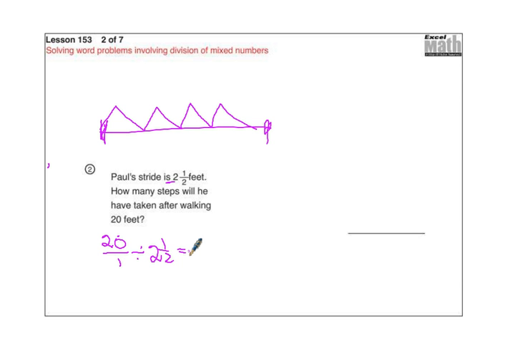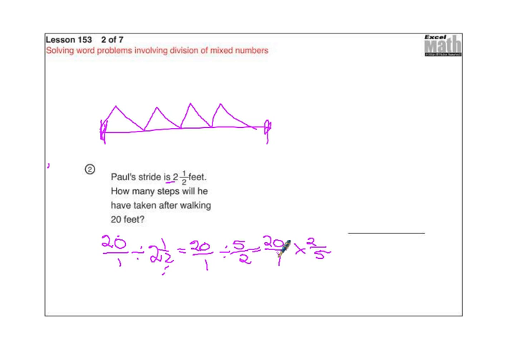Okay, so let's change this into an improper fraction. 20 over 1 divided by 5 over 2. Good, we got some 4th graders able to do this. Now, can I divide fractions? No. What do I have to do? No dividing of fractions. 20 over 1 times 2/5, right? We've got to flip and multiply.